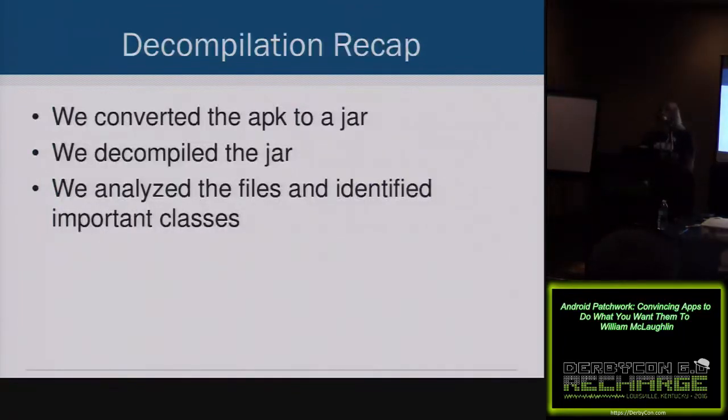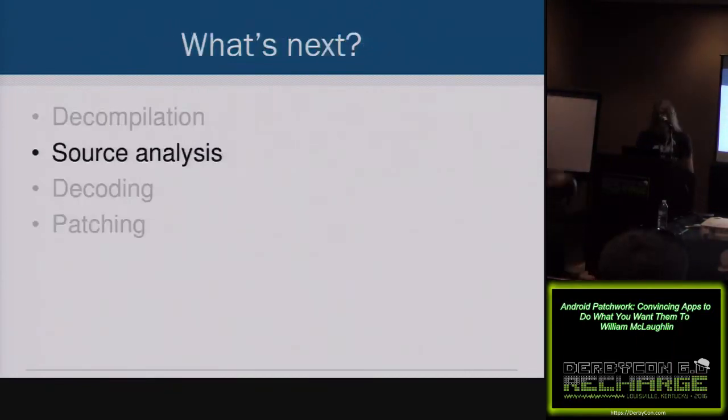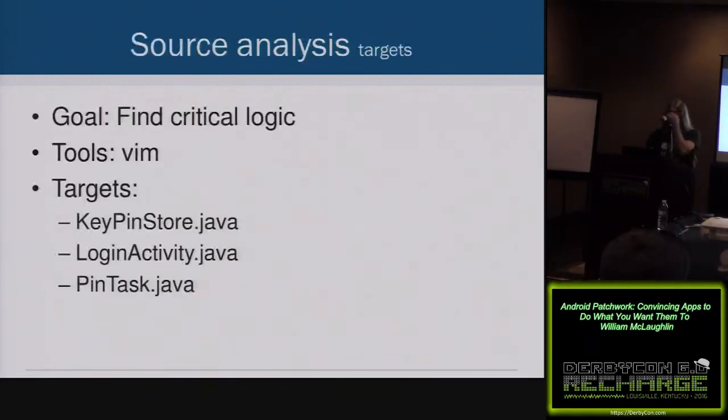Recapping. Started with an APK. We converted it to a jar file. We decompiled this jar file. We analyzed the directory structure and determined which classes we need to look at. Next step is to analyze the source code in detail. Our goal here is to find the logic that is handling the pinning and figure out how to circumvent it.